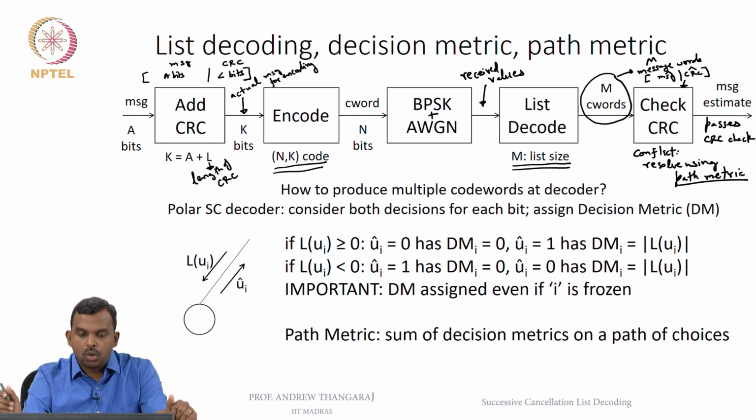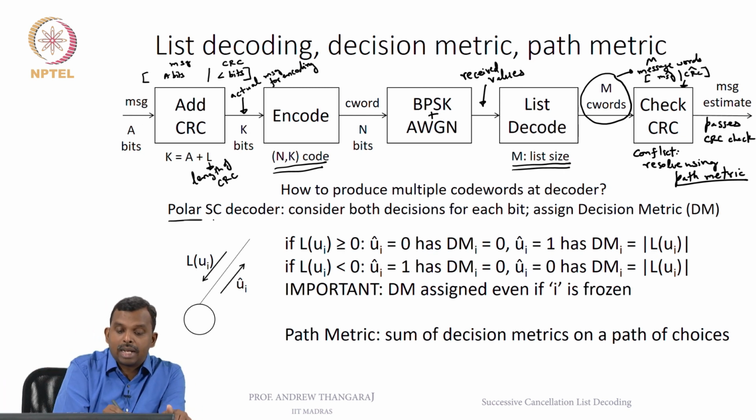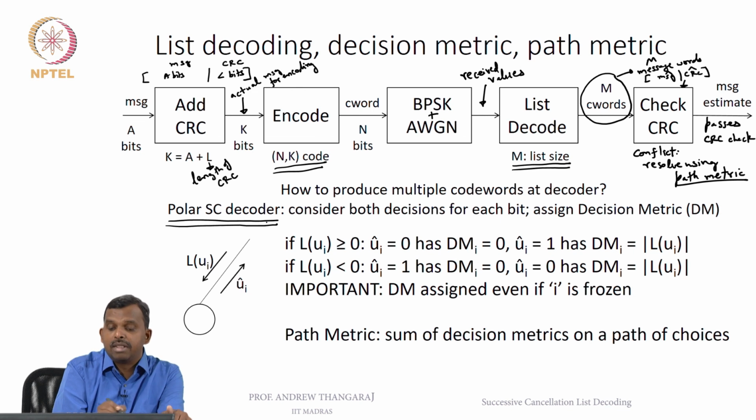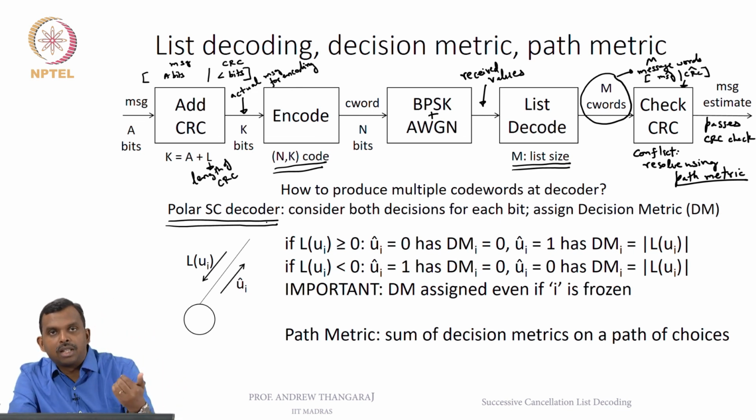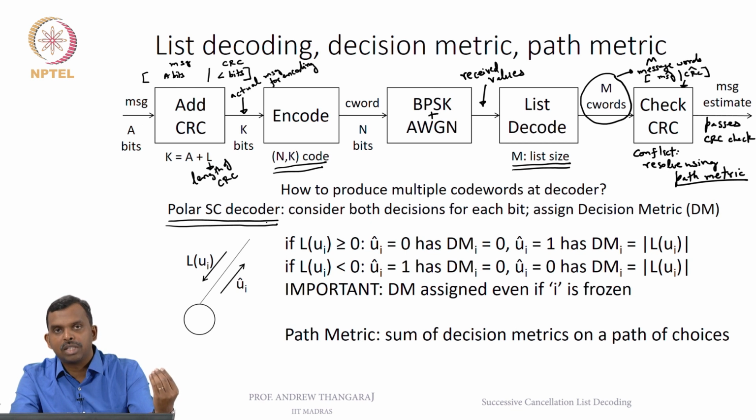So, how do you produce multiple code words at the decoder? In the polar successive cancellation decoder, this is actually relatively simple and straightforward. The reason is you are sequential, right. So, you start from the received word, you go and make a decision on the first bit. Maybe it is a frozen bit. If it is a frozen bit, then there is only one decision. So, it is going to be 0, there is no problem.